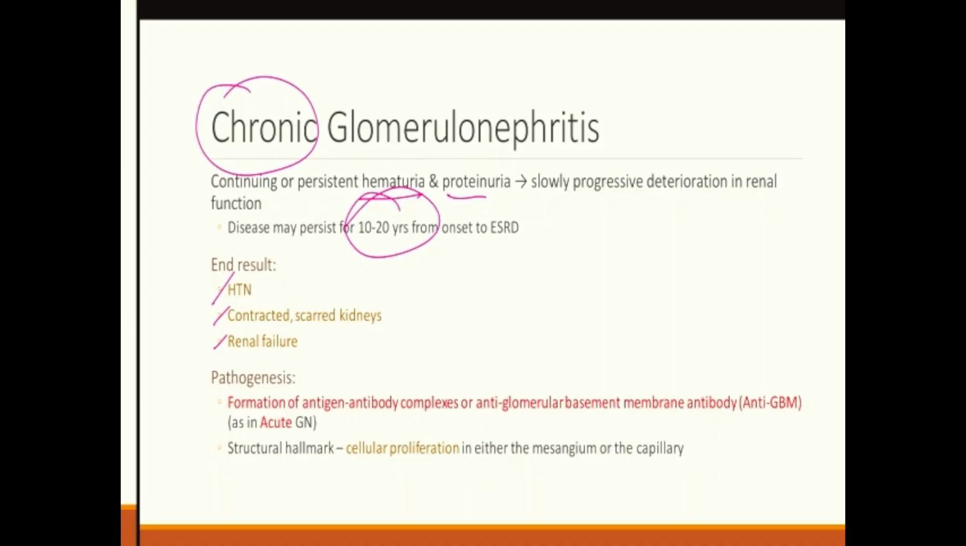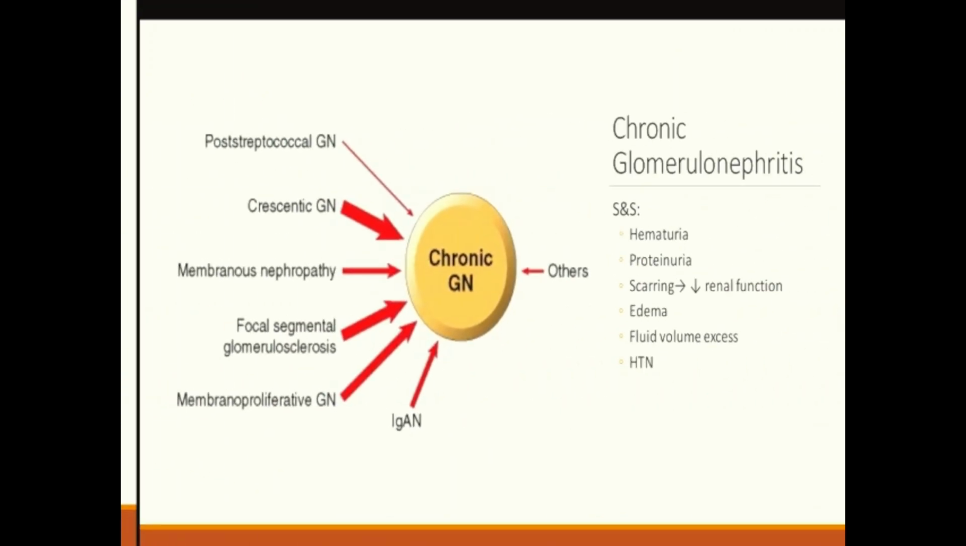Pathogenesis, again, what is the underlying cause for the glomerulonephritis? Is it antigen antibody complexes, or is it anti-GBM? What's the underlying cause for it? Again, structural hallmark, cellular proliferation, either in the mesangium, the space between, or the capillaries. So that's chronic glomerulonephritis. So here's like the summary again.